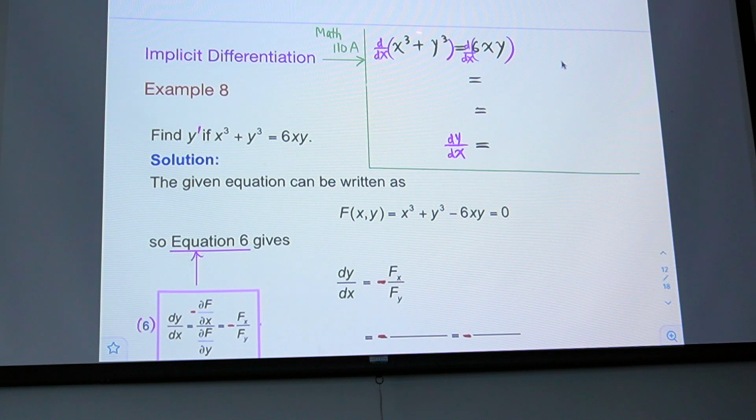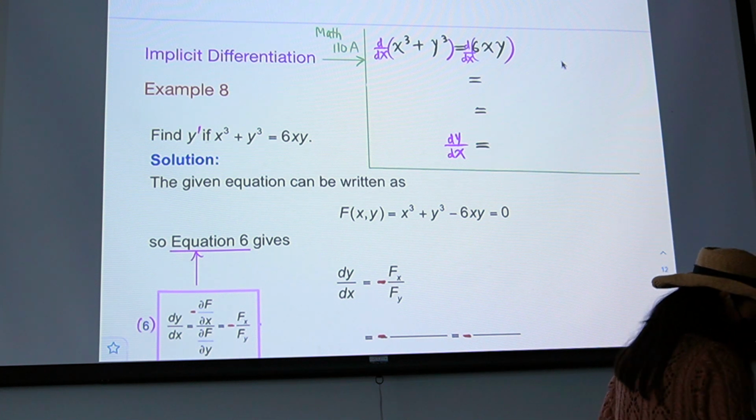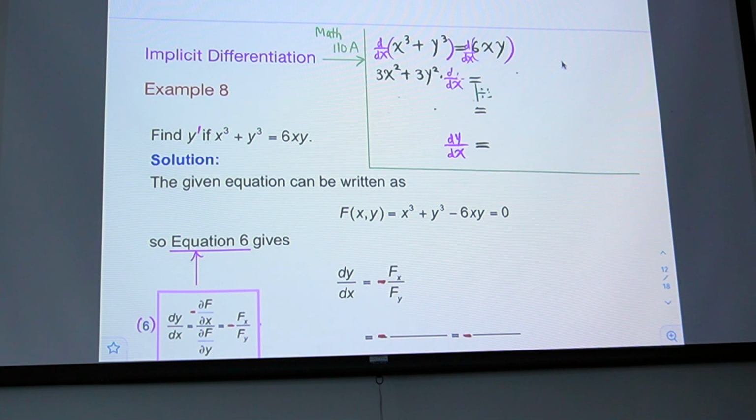Let's differentiate this side with respect to x. What do you get over here? 3x squared plus 3y squared times what? y prime, or dy/dx, right? Good, very nice. So you got that.